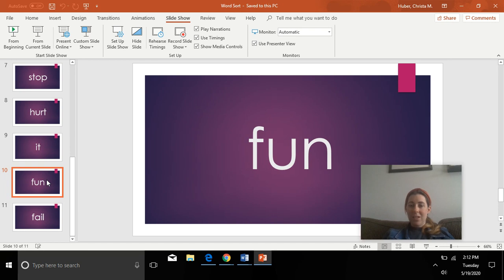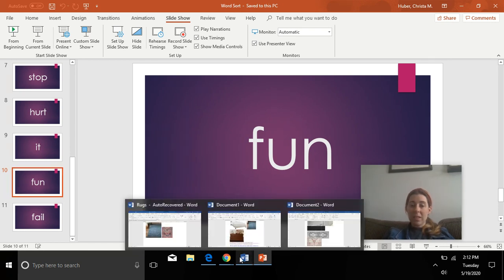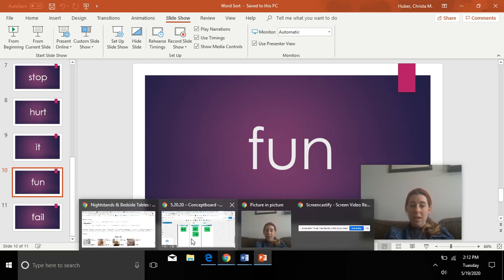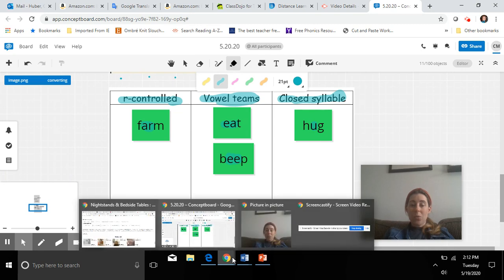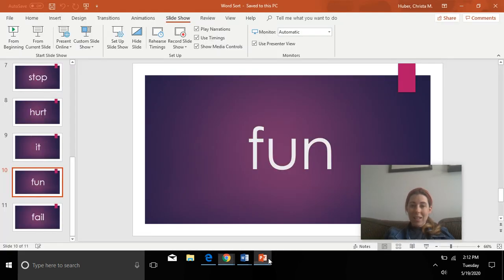Okay? You could tap this one out. Fun. Okay? I put this one in the closed syllable part of my chart right here because it only has one vowel letter and the consonant is closing the vowel in. Letter N is closing in the letter U.